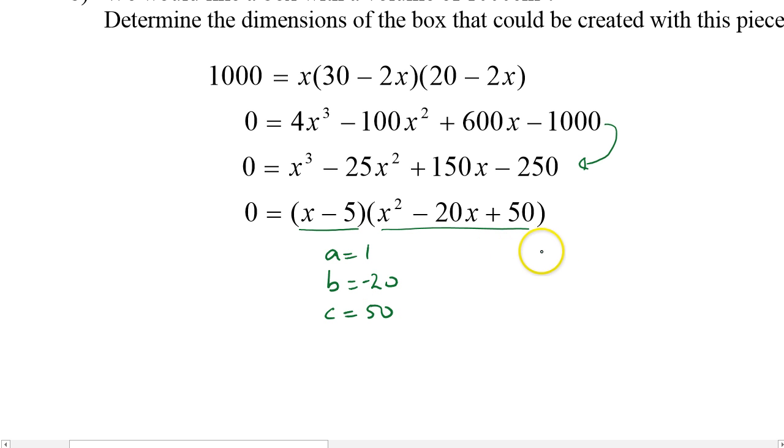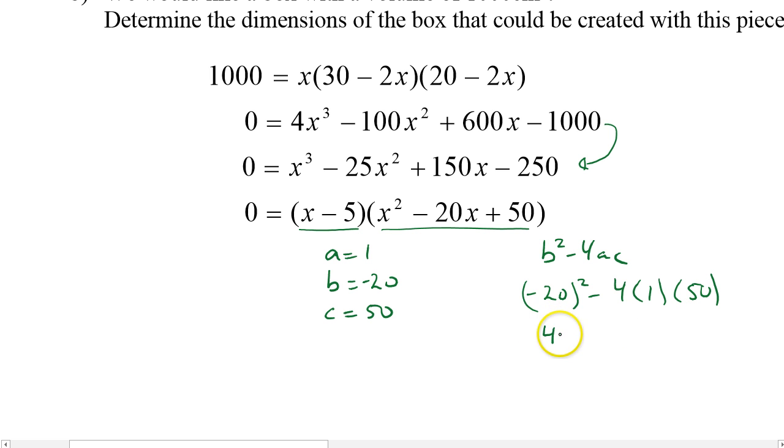First of all, our discriminant, you'll remember, is b squared minus 4ac. Let's just check that right away. If it's negative, we know that there are no real roots. So b is negative 20 squared minus 4 times a, which is 1, times c, which is 50. This is 400 minus 200. Oh, we should be good.